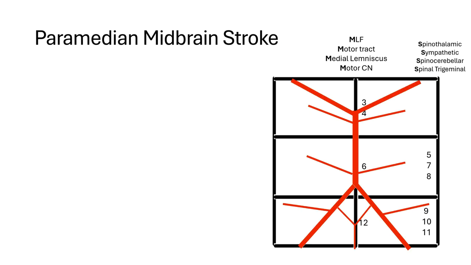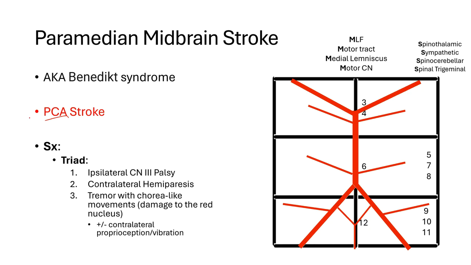The last stroke we'll talk about is something known as the paramedian midbrain stroke, aka Benedikt syndrome. This is caused by damage to the midbrain, which is supplied primarily by the PCA. Thus, we sometimes see this in posterior cerebral artery strokes. You typically get a classic triad. You have damage to cranial nerve 3 here, so you get ipsilateral cranial nerve 3 palsy. In Benedikt syndrome, cranial nerve 4 is usually either asymptomatic or spared. You also are going to get contralateral hemiparesis.